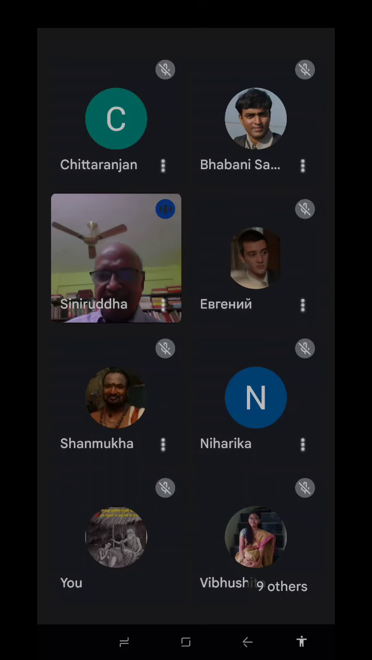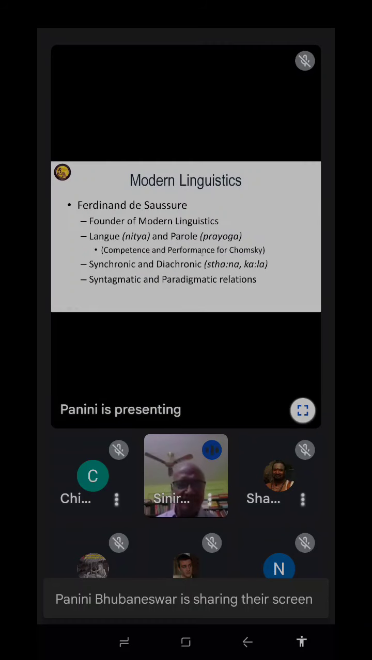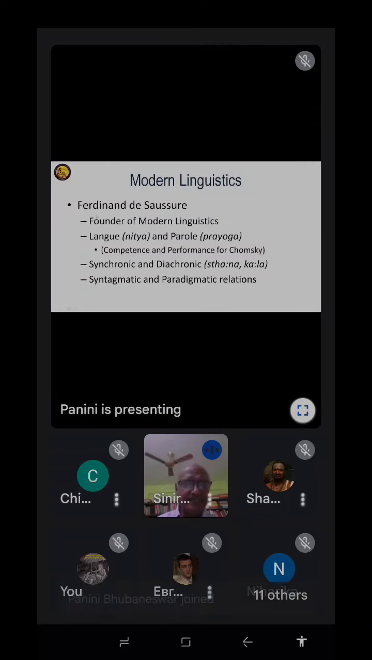That's why there is a similarity among them.